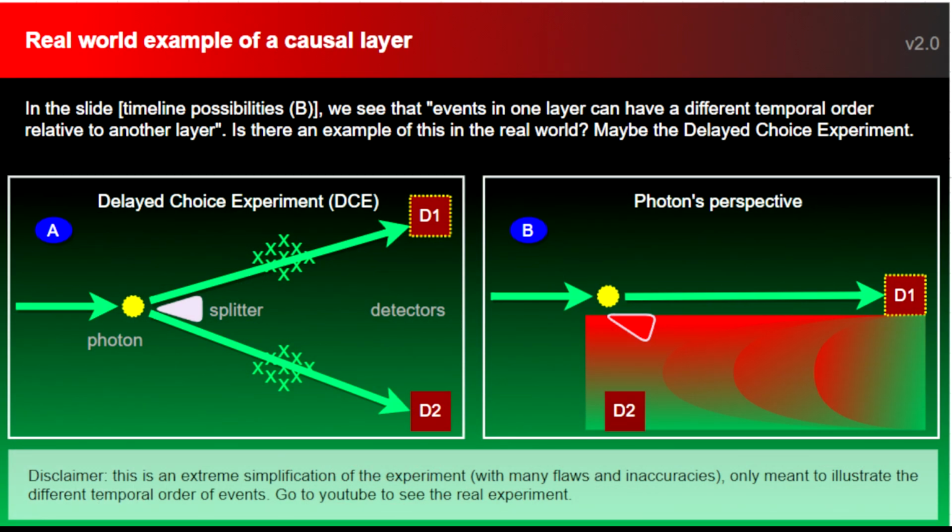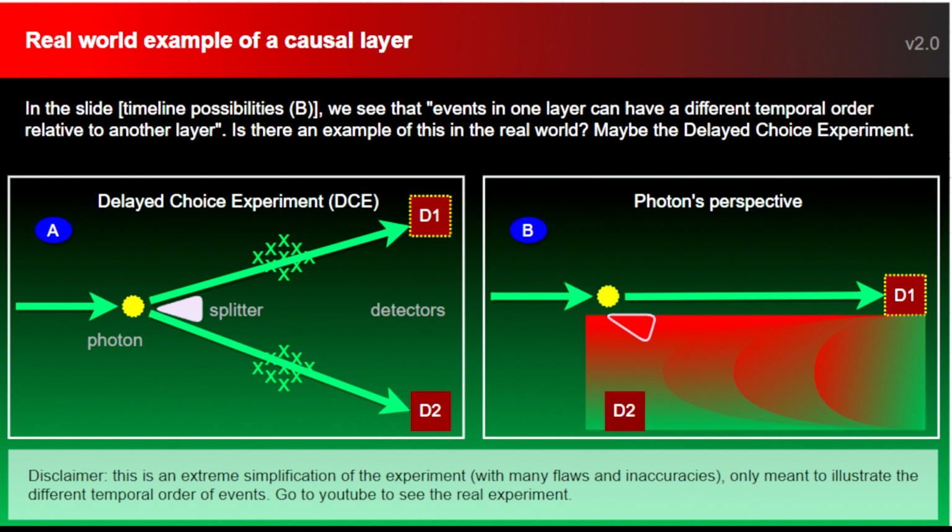Real-world example of a causal layer. In the slide timeline possibilities, B, we see that events in one layer can have a different temporal order relative to another layer. Is there an example of this in the real world? Maybe the delayed choice experiment. Disclaimer: this is an extreme simplification of the experiment, with many flaws and inaccuracies, only meant to illustrate the different temporal order of events. Go to YouTube to see the real experiment.